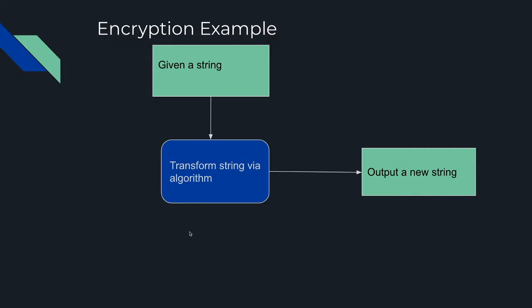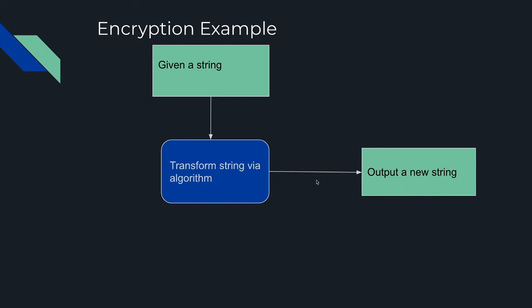How does it work? Let's suppose we have a given string. Now, it could also be other data types, such as a video or an integer, but a string is the most common. We will take our given string and transform it via an algorithm. And then, after the transformation, it will output this new string.